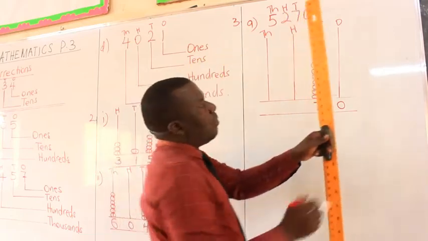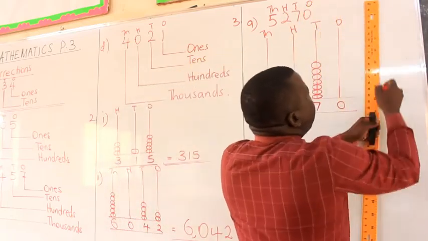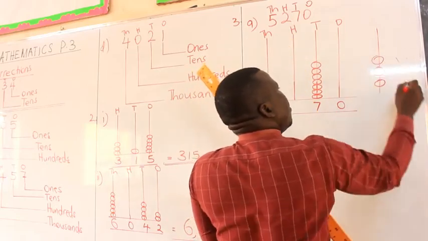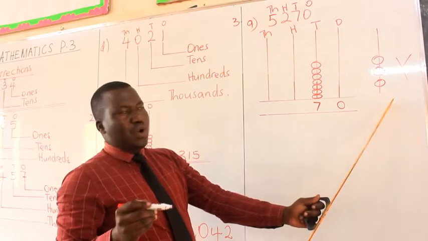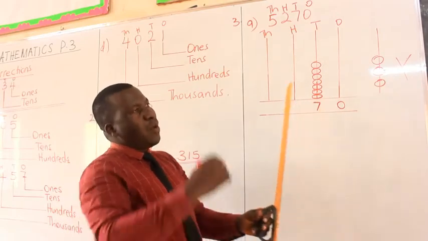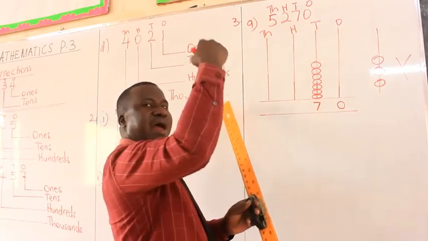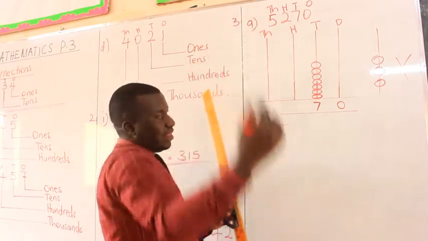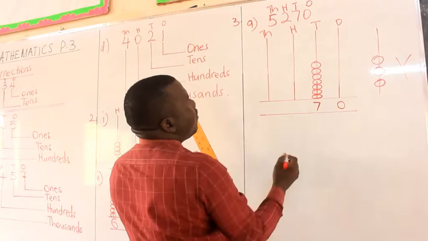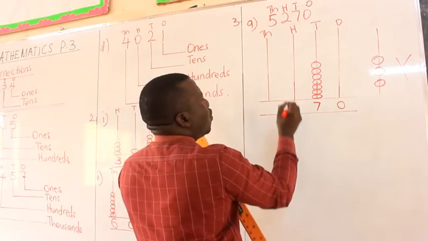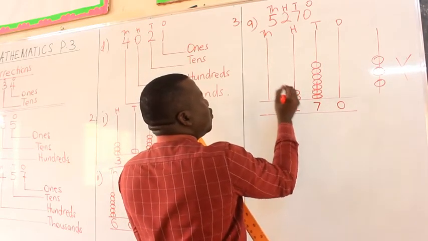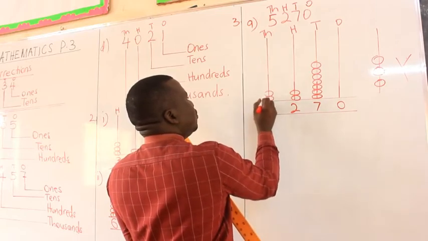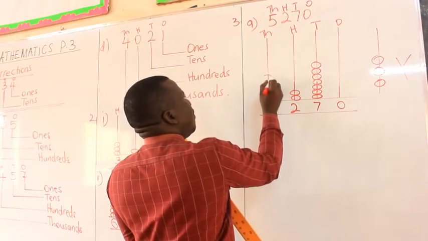Remember, when you are drawing beads on the abacus, if you draw them spread out, that is wrong. We draw them sitting on one another, packed together like this. Then on the hundreds place value, we have 2, so we draw 1, 2. Then on the thousands place value, we have 5, 1, 2, 3, 4, 5.